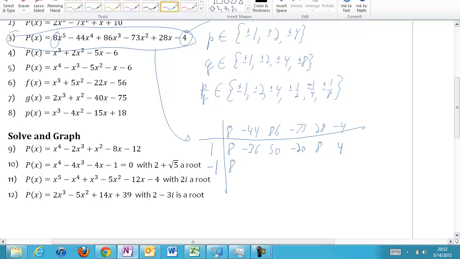Let's try negative 1. I'm going to speed this up here. 8 times negative 1 plus negative 44 is negative 52. Negative 52 times negative 1 plus 86 is 138. Then negative 138 plus negative 73 is negative 65. And negative 65 and 28 is negative 37. Then that would be positive 37, okay, so that's not helping us.